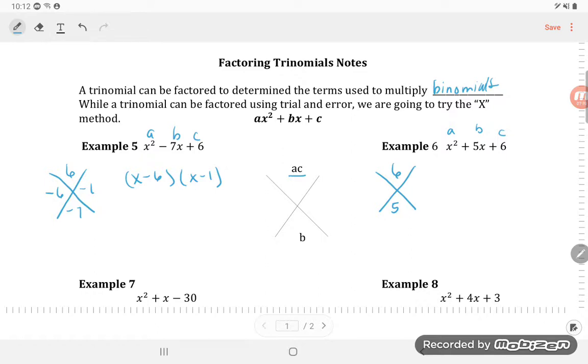I need two numbers to multiply to give me 6, but those same two numbers have to add to give me 5. What are they? Those two numbers are 3 and 2. My answer, or my factored form, is x plus 3 times x plus 2.